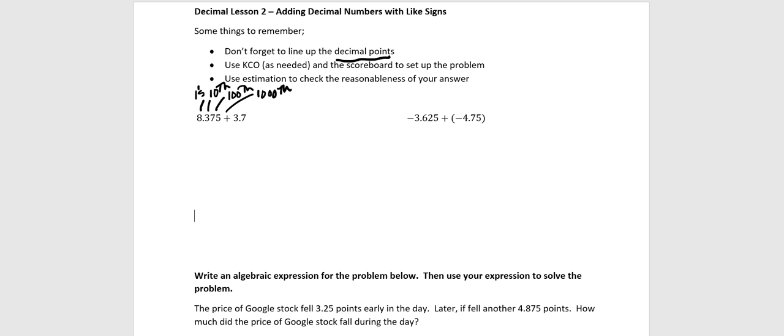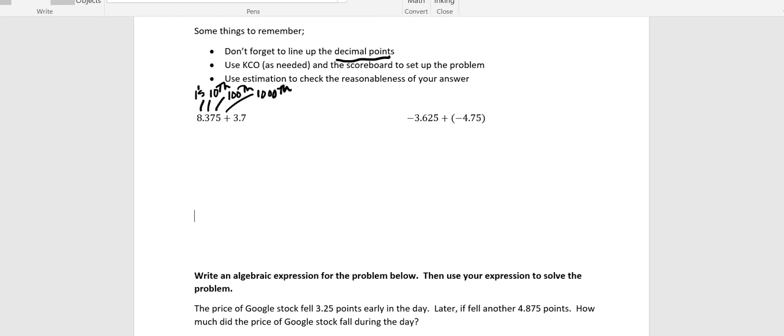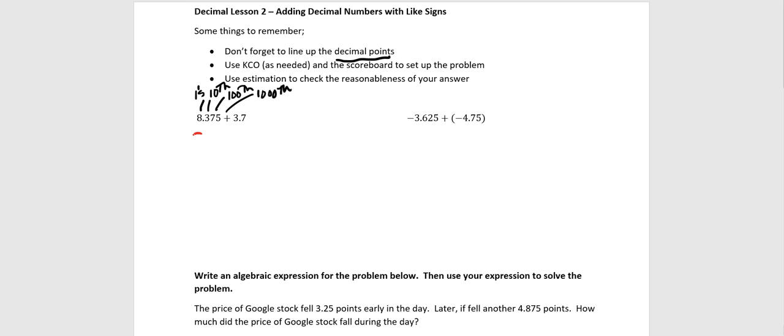So if we were to set this up in an incorrect way, you don't have to write this down right now because this is incorrect. If you were to do this and set things up kind of down the right margin, then you'd be trying to add a 7 in 3.7, that's 7 tenths, with a 5 in 8.375, that's actually 5 thousandths. And that doesn't work. So we're not going to do that.